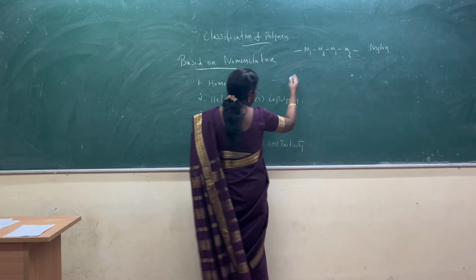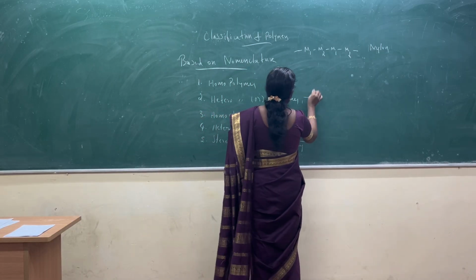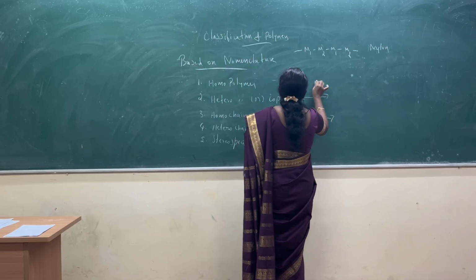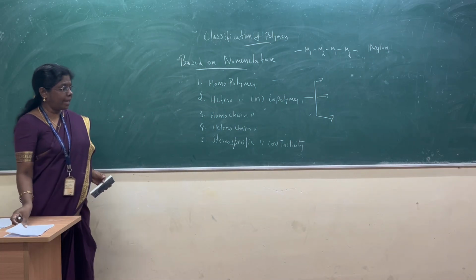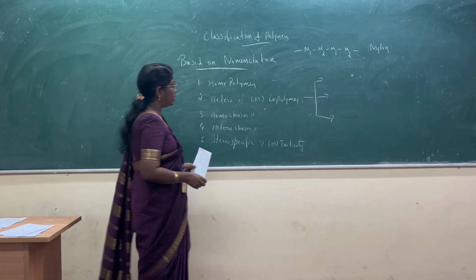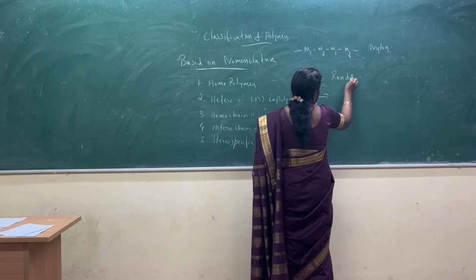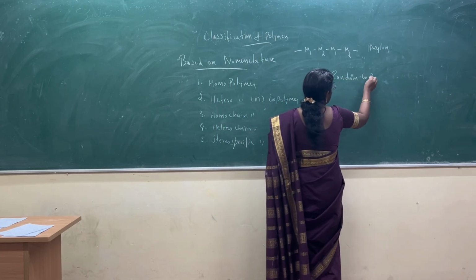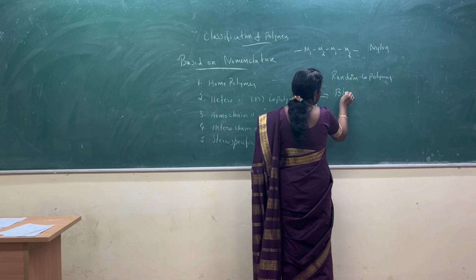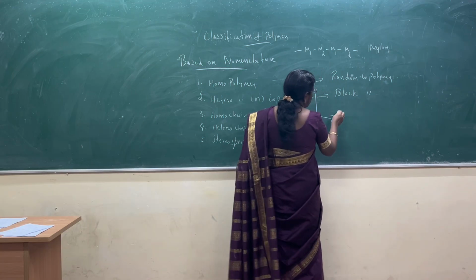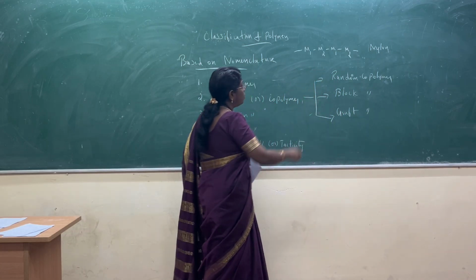So based on the arrangement of monomer, the heteropolymers are three types: random, block, graft. It's a random copolymer, block copolymer, and graft copolymer, based on the arrangement of monomer.